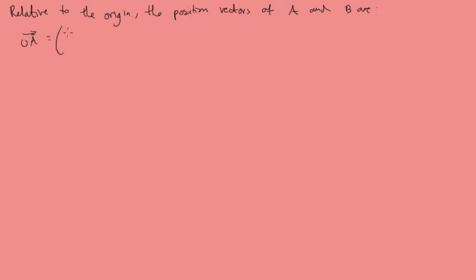Let's do another one. Relative to the origin, the position vectors of A and B are: OA is 5, minus 2, 4. OB is going to be minus 1, 3, minus 1.